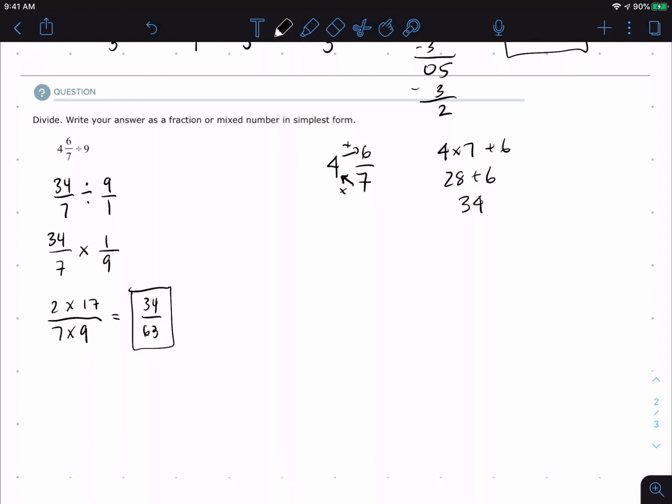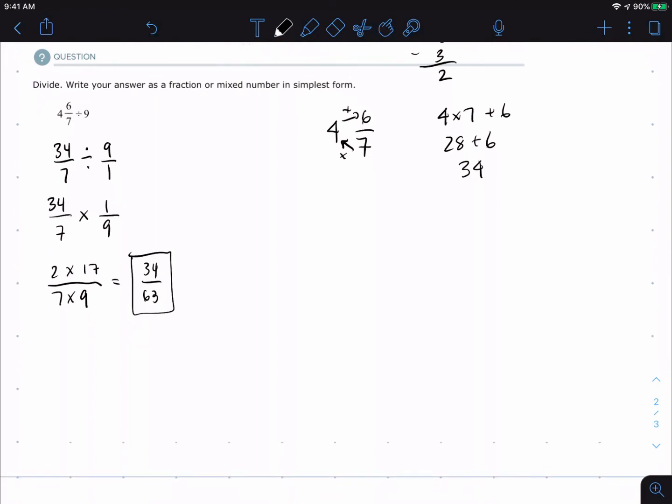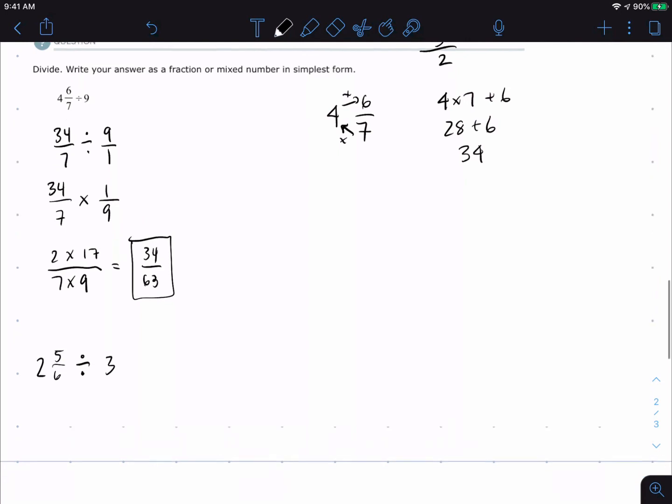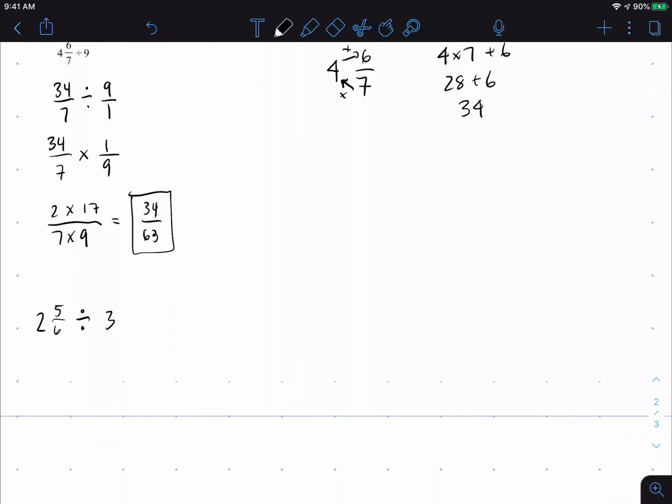All right, let me give you one more. So let's say I gave you 2 and 5/6, and I divided by, I don't know, let's say 3. What is the mixed? Oh, wait. I have a question. Sure.